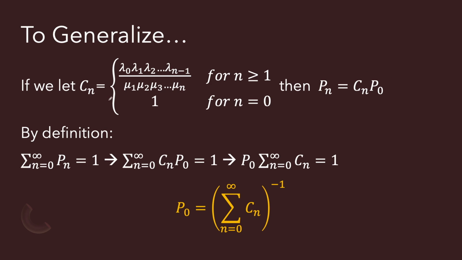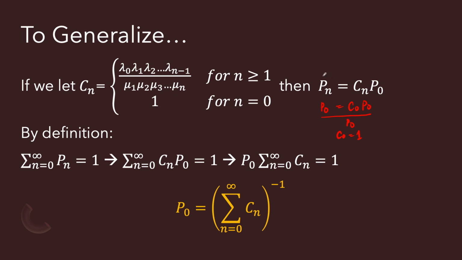And let us see why C sub n is equal to 1 for n equals 0. If you substitute n equals 0, you have P sub 0 is equal to C sub 0 P sub 0, and therefore if we divide everything by P sub 0, we get C sub 0 equals 1. So to complete the definition, C sub n is this ratio for n greater than or equal to 1, but if n is equal to 0, then C sub n is equal to 1.